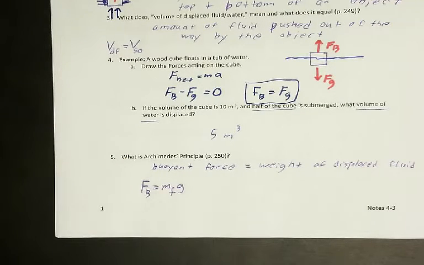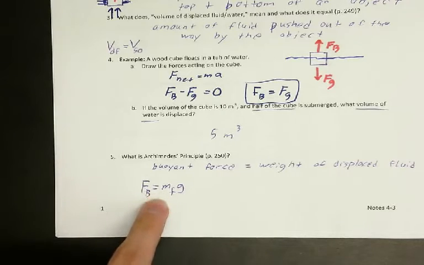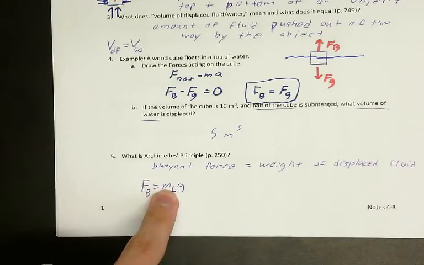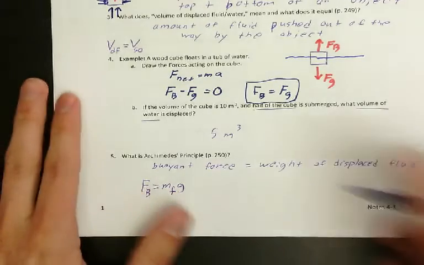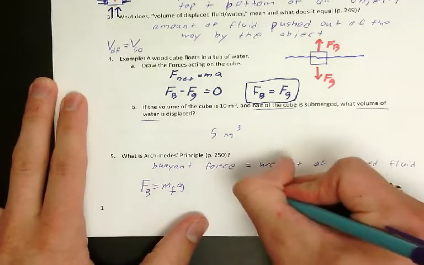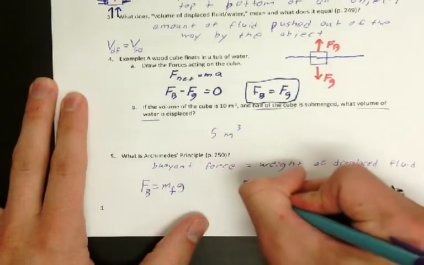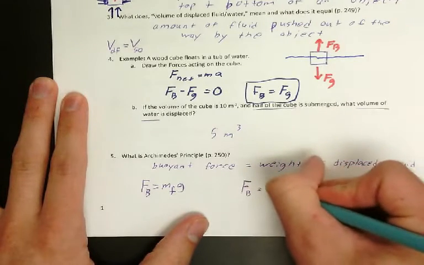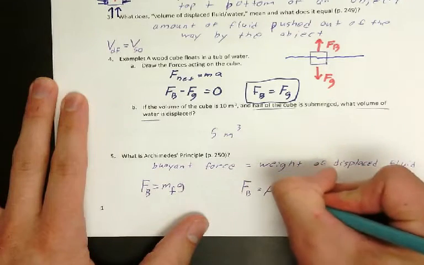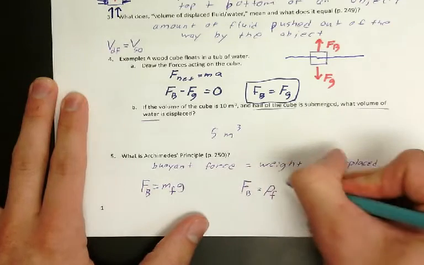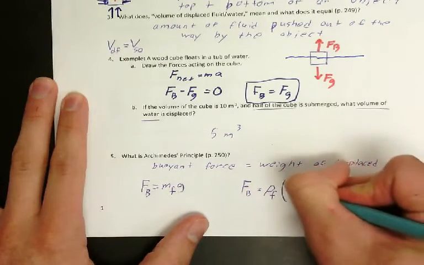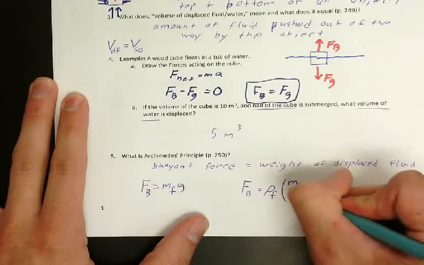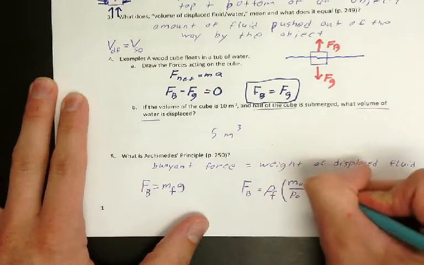Here's the other equation. So this equation only works if you know the mass of the fluid. And let's be honest, you don't know the mass of the fluid very often. You know the mass of the object. So here's the equation you can also use. Buoyant force equals density of the fluid times the mass of the object over the density of the object times gravity.